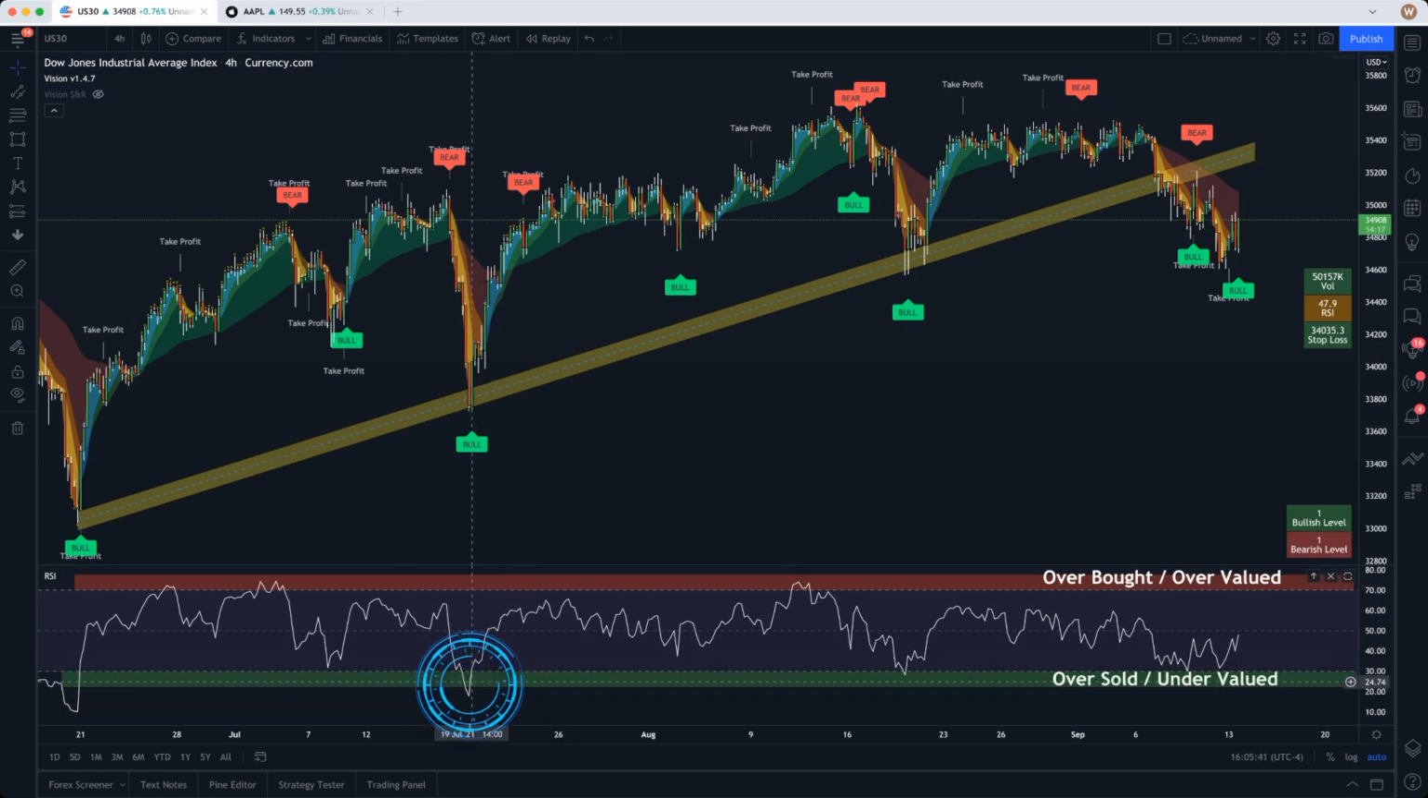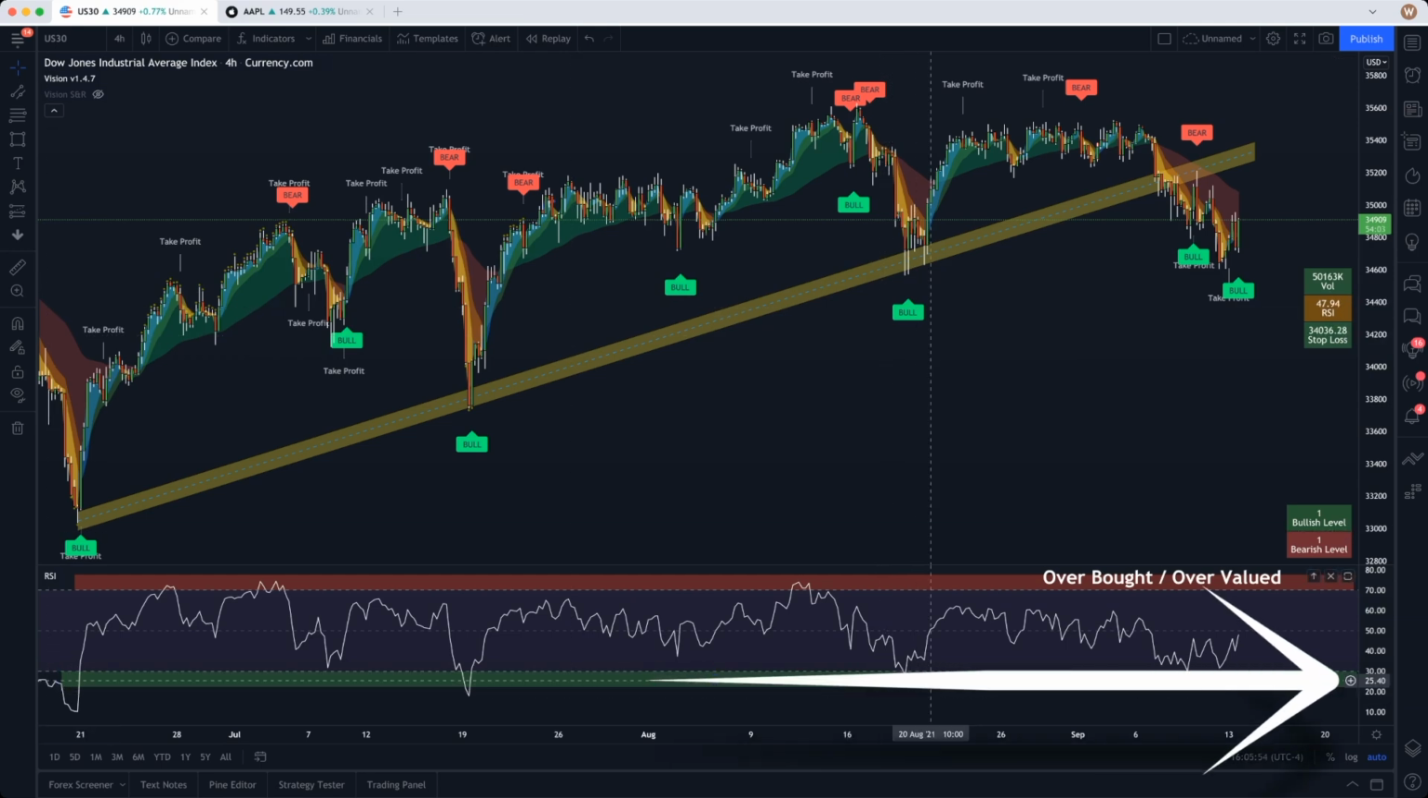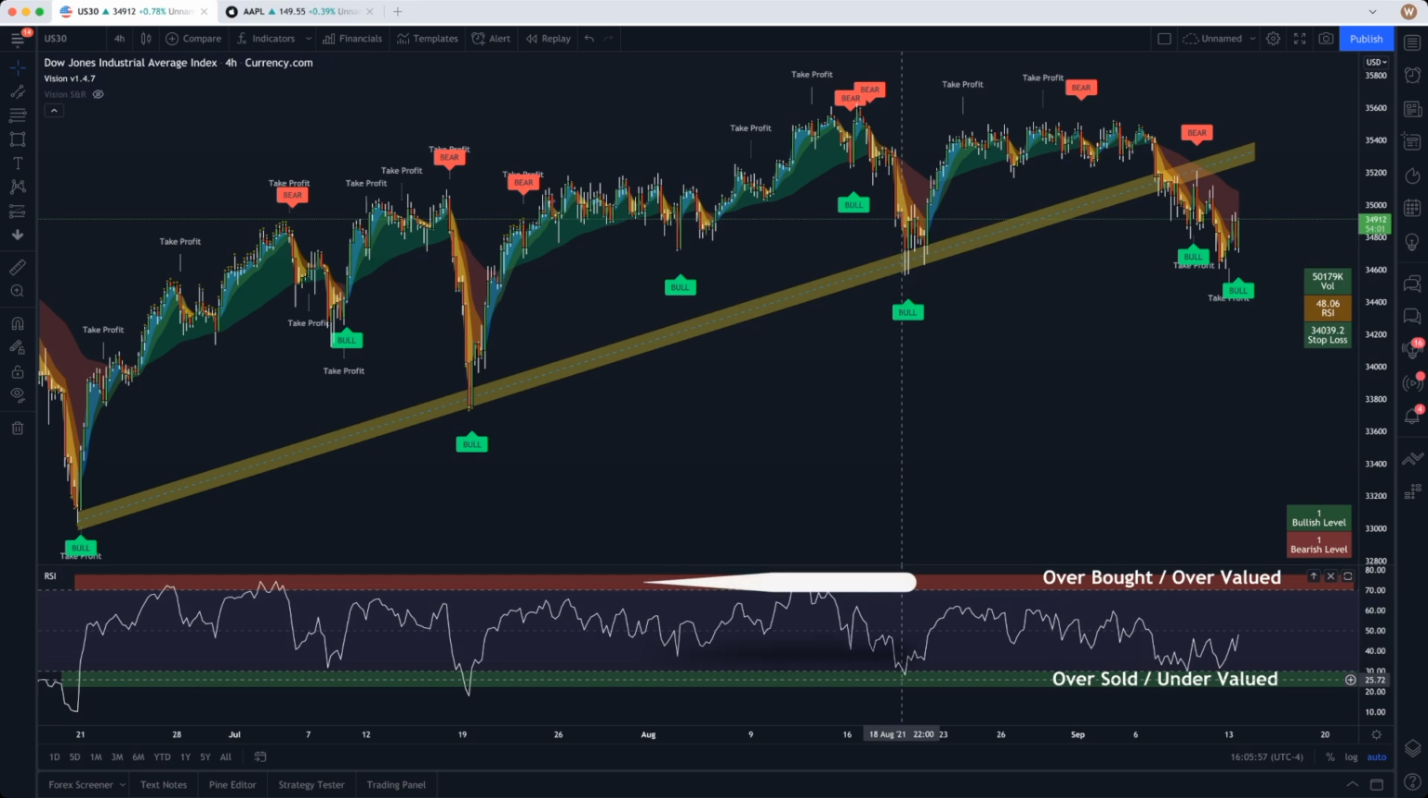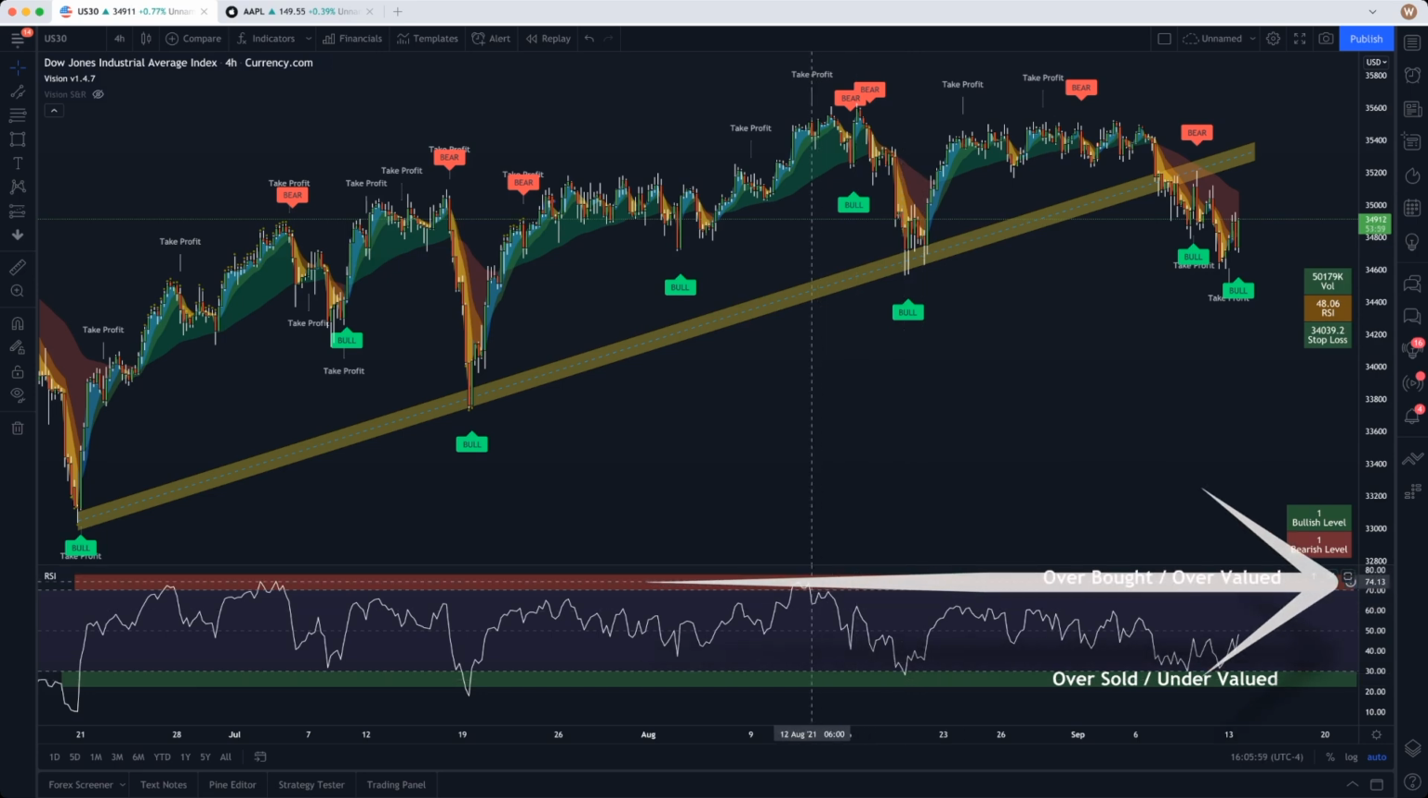RSI in the mud down here in the oversold area, we're waiting for a bull signal. As it comes up, then we're going to be waiting for a bear signal. As it dips back down, we're looking for a bull signal. When the RSI is down here, you're not really wanting to look for sells. And when the RSI is up here, you're not really wanting to look for long positions. So keep that in mind.